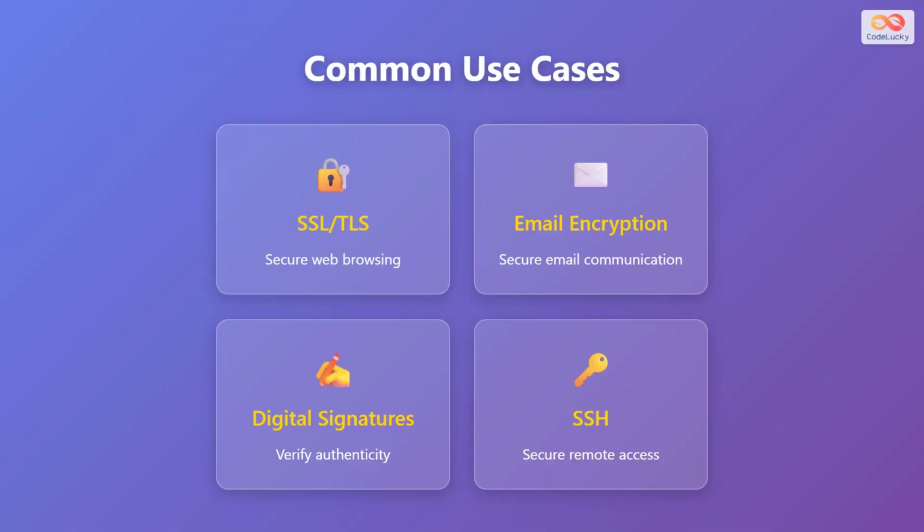Asymmetric encryption is used everywhere in modern computing. SSL and TLS protocols secure web browsing with the HTTPS protocol. Email encryption tools like PGP protect email communication. Digital signatures verify the authenticity of documents and software, and SSH provides secure remote access to servers and systems.